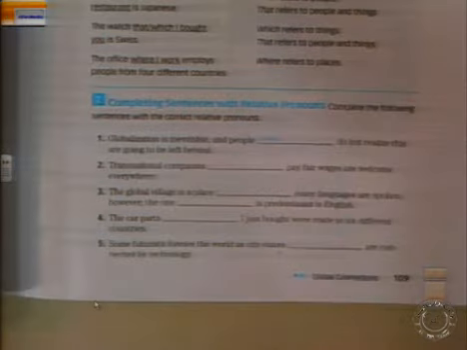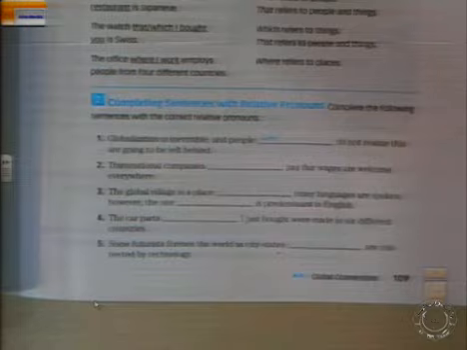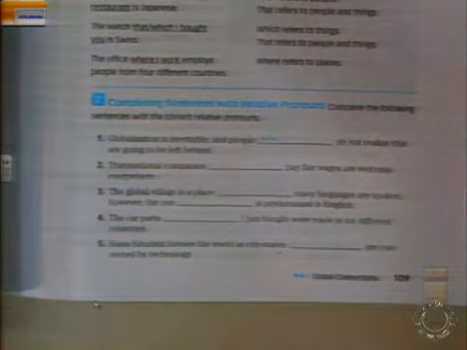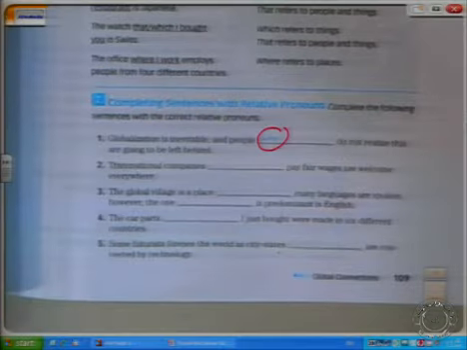In fact, in the book you have the pronouns who, which, that, and where. But I added the pronoun when, which is used with time, to this list of pronouns. So, completing sentences with relative pronouns. The first one is done for you. Globalization is inevitable, and people who do not realize this are going to be left behind. So here we have people, persons, we use who.